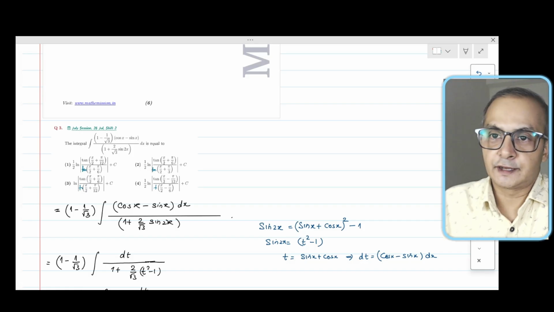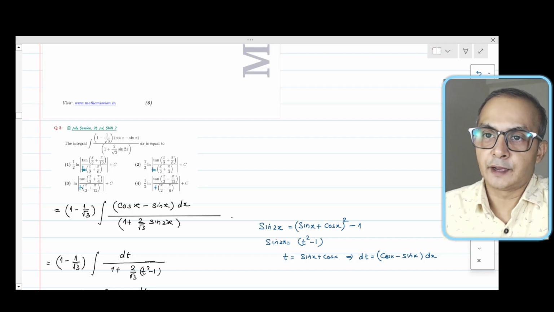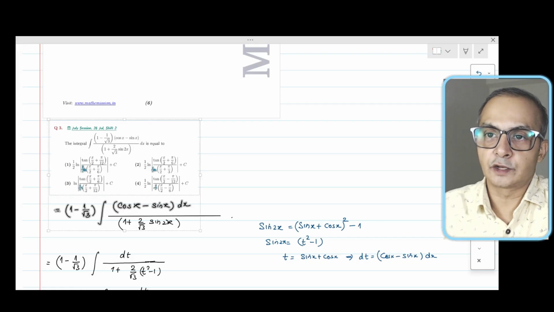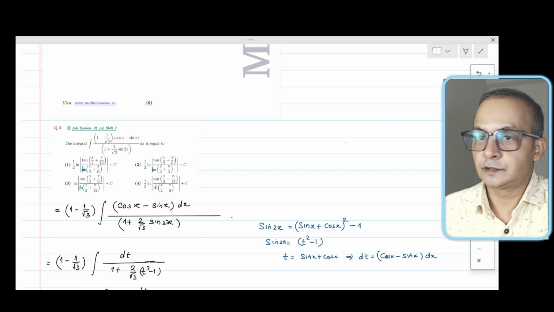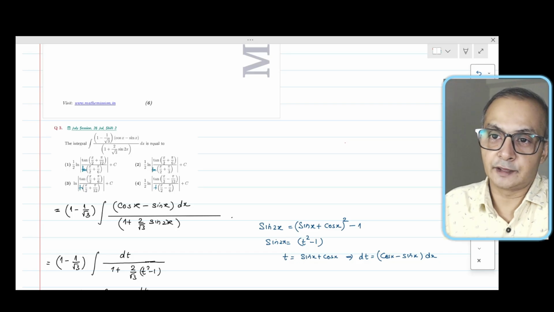The question says that I have to find the integral, and the numerator I have as 1 minus 1 by root 3 cos x minus sin x, and the denominator I have 1 plus 2 by root 3 sin 2x dx. And after this integration you have to write the answer in one of these forms, means tan x by 2 plus pi by 12, tan x by 2 plus pi by 6, and so on.